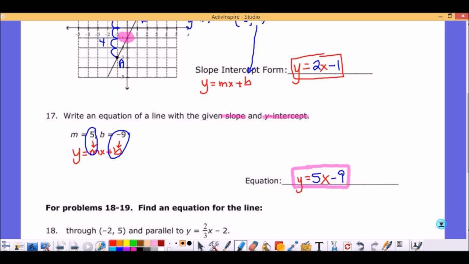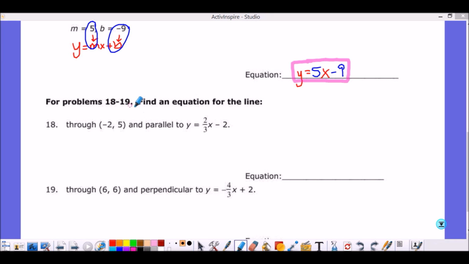For problems 18 and 19, we're going to find the equation of a line through this point. So let me go ahead and label, this is my x, this is my y, and it's going to be parallel to this equation. So the first thing I need to find is my slope. So the slope, in y equals mx plus b, will be 2 over 3. So the slope is 2 over 3.